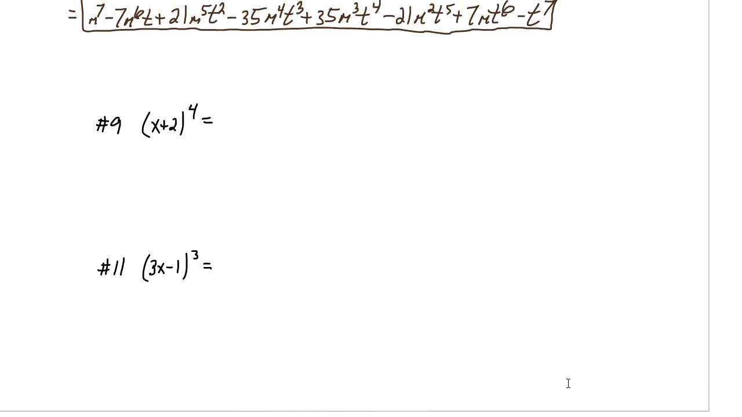Number 9, we're going to expand this one, which goes to the 4th power. So using the correct row from Pascal's triangle, our numbers are 1, 4, 6, 4, 1.